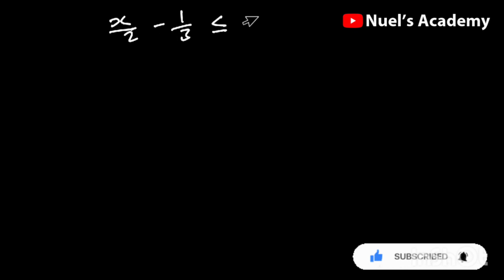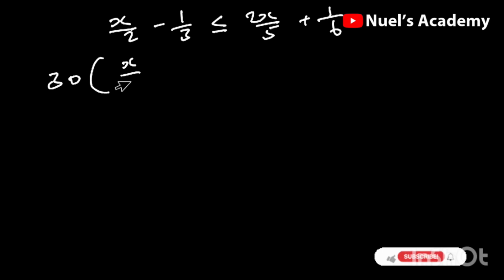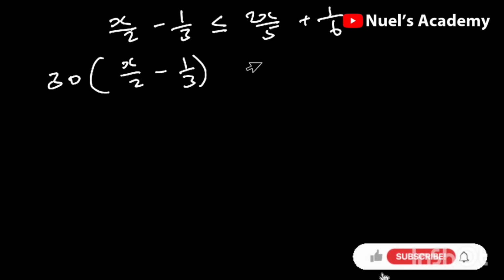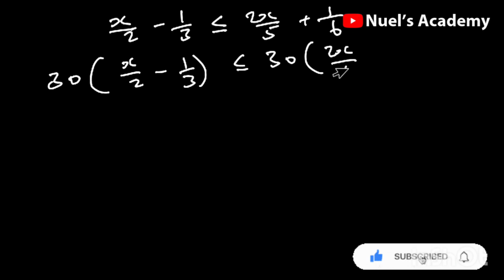So the last question I'm going to solve is x over 2 minus 1 over 3 is less than or equal to 2x over 5 plus 1 over 6. Now the least common multiple of all the denominators here is 30. So let's go ahead and multiply each of these terms by 30. So I'm going to have 30 times (x over 2 minus 1 over 3), then less than or equal to 30 times (2x over 5 plus 1 over 6).